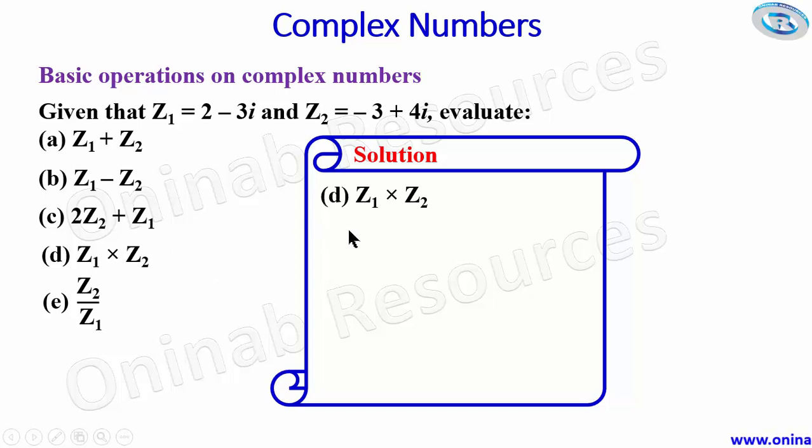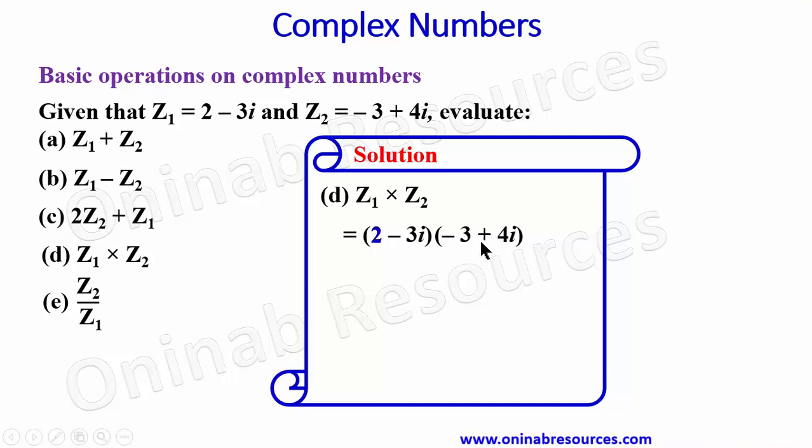Z1 multiplied by Z2, and that's going to give us Z1, which is 2 minus 3i in bracket, multiplied by negative 3 plus 4i, which is the Z2. It is just as good as the algebraic expansion that we know. So what we do is we pick the real part and use it to multiply every other part in the second bracket. So we have it as 2 into negative 3 plus 4i.